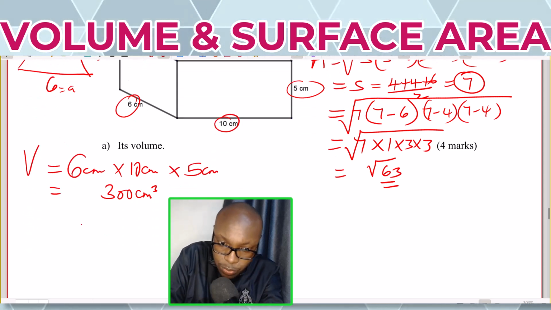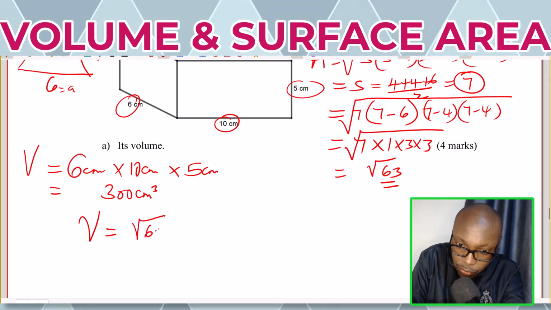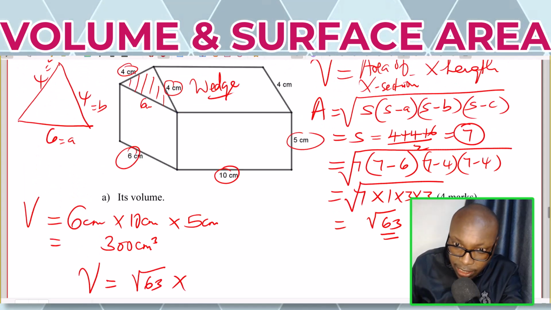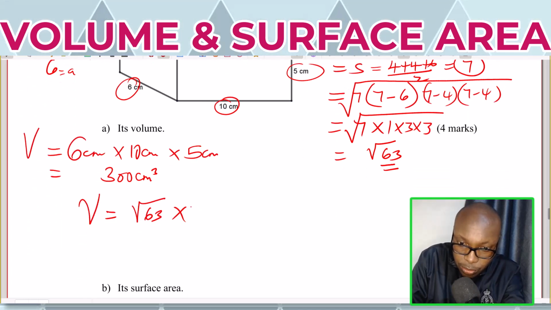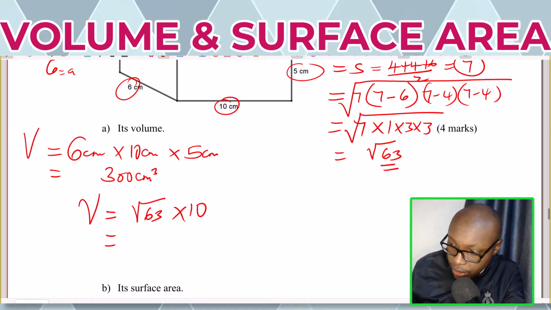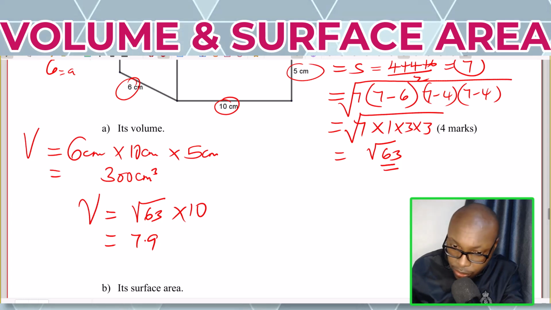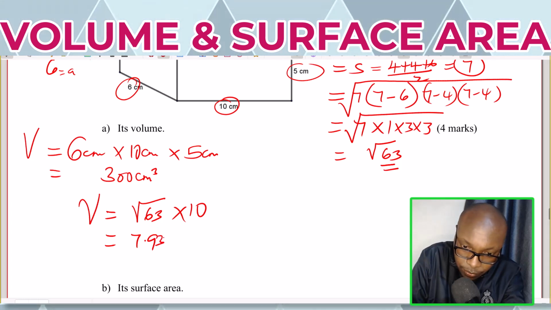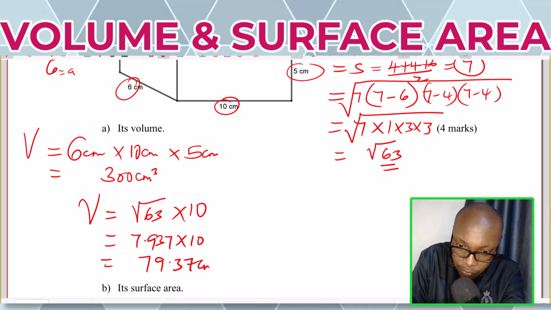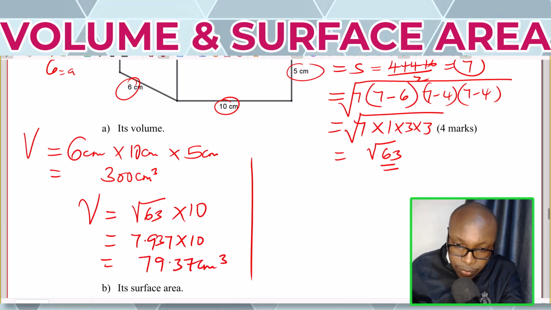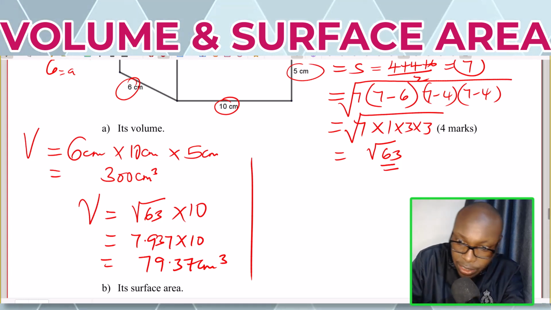Therefore, now we can get the volume. So the volume of the wedge is given by the area of the cross section, which is the root of 63, multiplied by the length. The length will be 10 centimeters. So multiply by 10 centimeters. The root of 63 is 7.9. Using a calculator, 7.937. So multiply by 10, this will be 79.37 centimeters cubed.